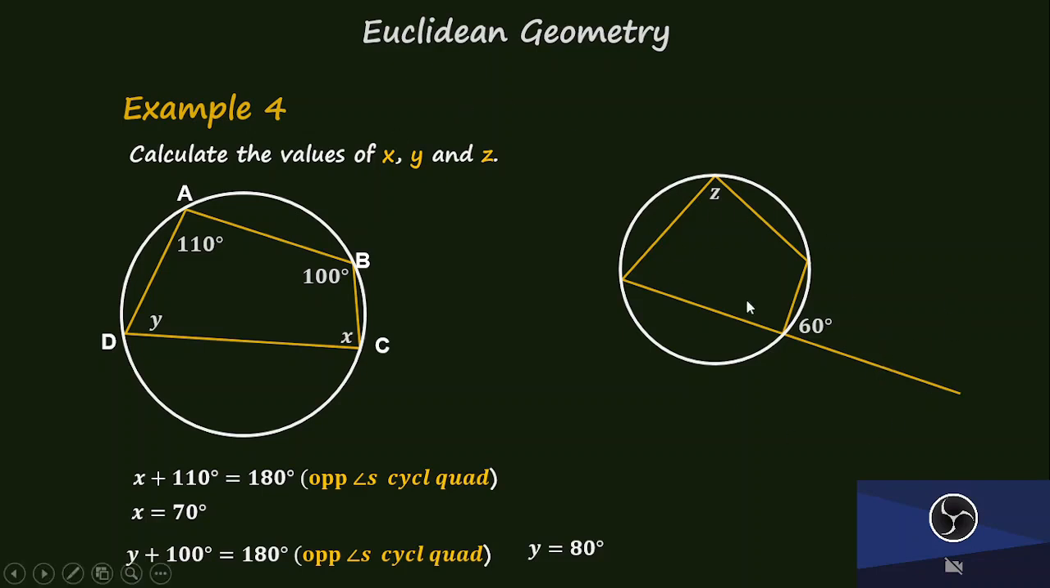In this case, I've got a line that protrudes outside, and it makes that angle with one other side. This is an exterior angle of a cyclic quad. An exterior angle equals the opposite interior angle. Therefore, Z will be equal to 60 degrees. The reason: exterior angle of a cyclic quad. That would be a good enough reason. So you just say exterior angle of cyclic quad.